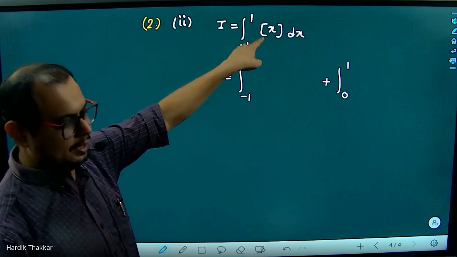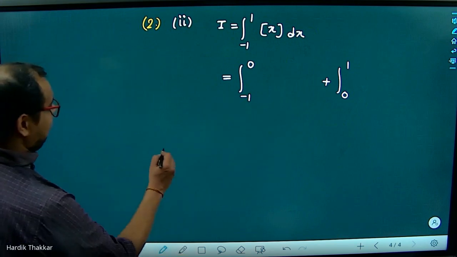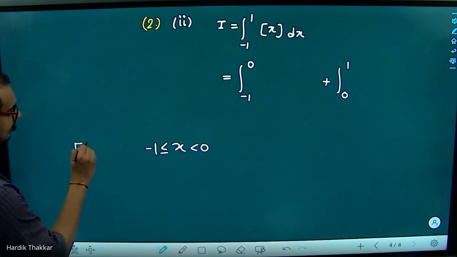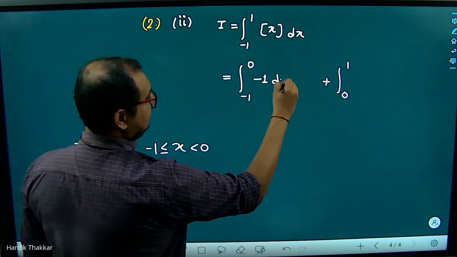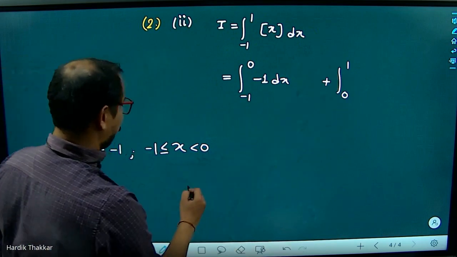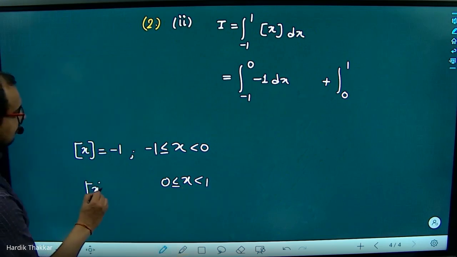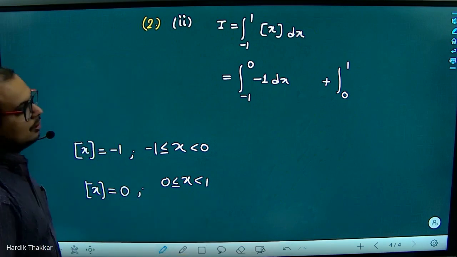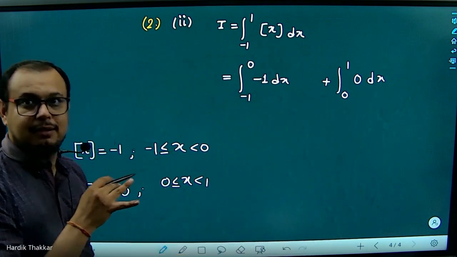If this value is under greatest integer, the greatest integer will be minus 1 only. Correct? So if x is greater than or equal to minus 1 and less than 0, then the value of the greatest integer will be minus 1. So we will replace this with minus 1 dx. And for the next interval, x greater than or equal to 0 and less than 1, the greatest integer x will be equal to 0. So for this interval, we will write 0 dx. Correct? Shall we clear? Okay.